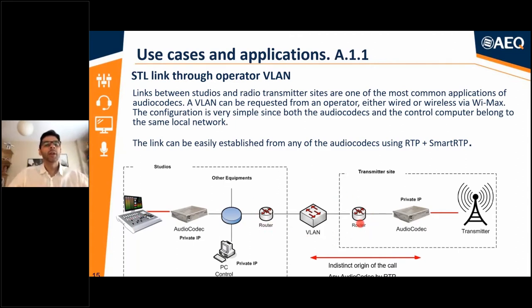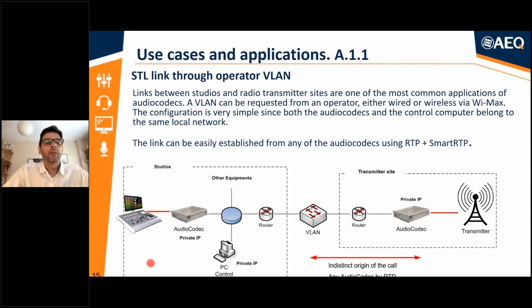They share the IP address range usually, so it's very simple to make connections. So if you want to make an audio link from the studio to the transmitter side, of course you need an audio codec in each location, and in order to send the audio you can just use RTP because the IPs are known and fixed. You can just call from the codec in the studio to the codec in the transmitter side, by IP address and port, and using smart RTP, as I explained before, the connection is established bidirectionally in case you are interested in the audio from the transmitter to the studio. It may be useful for you or not.